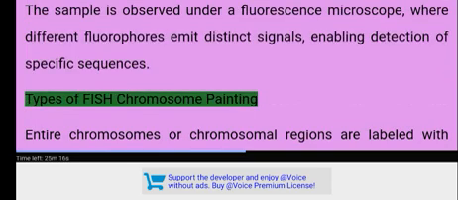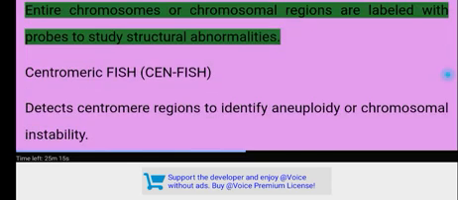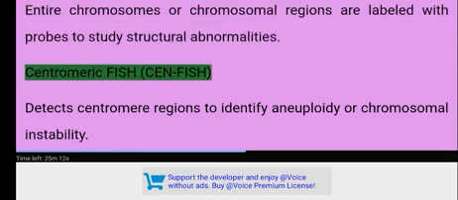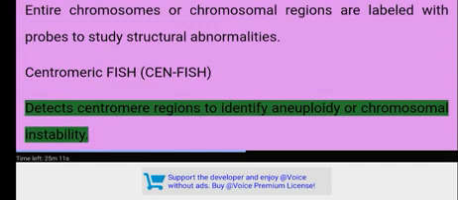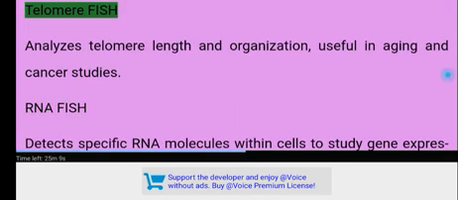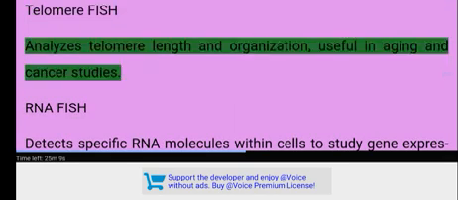Types of FISH. Chromosome painting. Entire chromosomes or chromosomal regions are labeled with probes to study structural abnormalities. Centromeric FISH, CEN-FISH. Detects centromere regions to identify aneuploidy or chromosomal instability. Telomere FISH. Analyzes telomere length and organization, useful in aging and cancer studies.